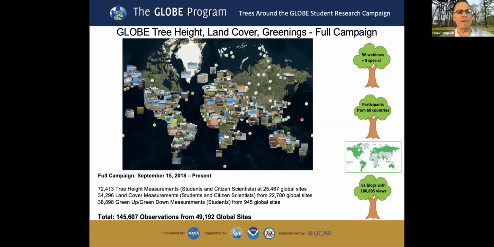As you can see here, we have just over 145,600 observations coming in from just over 49,000 global sites for the GLOBE program. As you can see here, we've had lots of webinars. We have participants that come in from 60 countries and submit the data and interact with us with the campaign. And we have 61 campaign related blogs right now, and we've had almost 181,000 views of these 61 blogs. So, very, very cool stuff here.